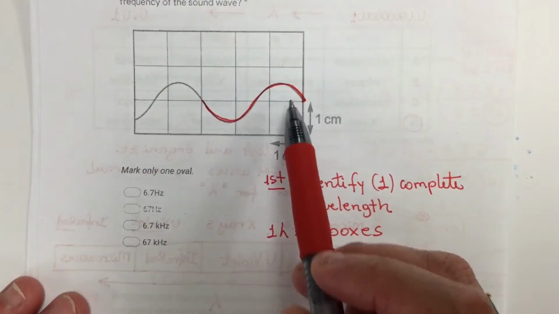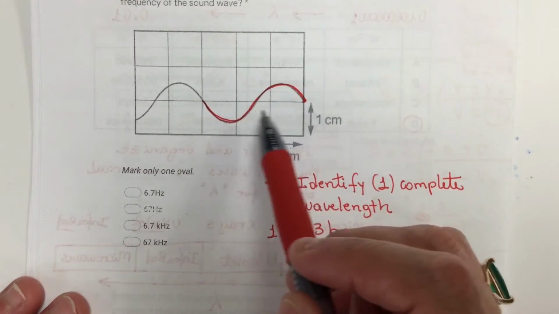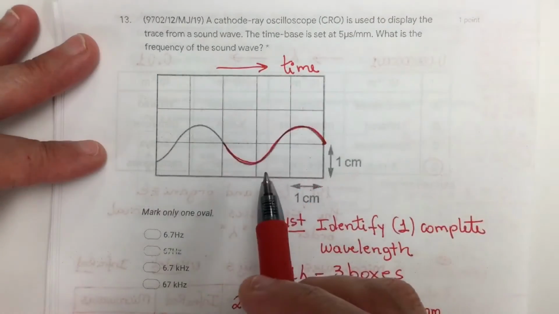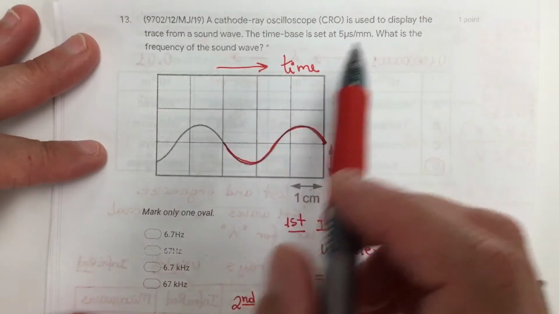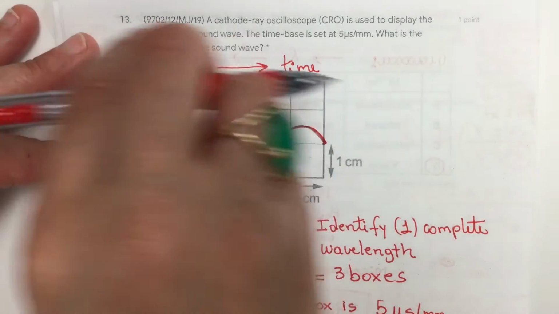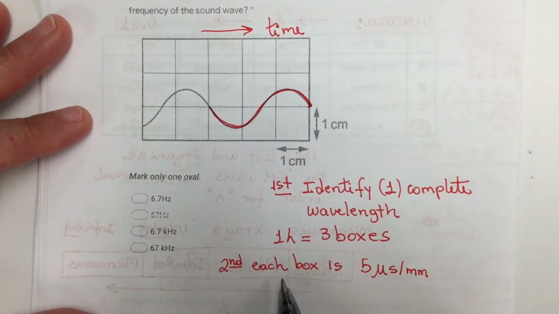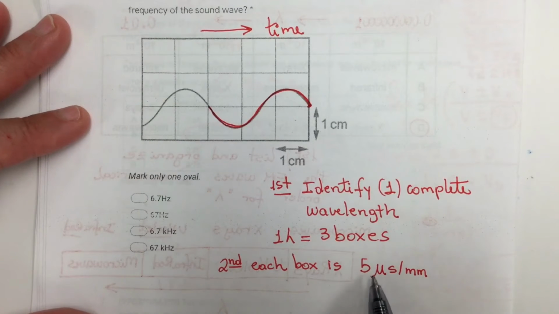Okay, so one complete wavelength, we have 3 boxes. These 1, 2, 3. A CRO display shows a wave in terms of time. So the problem provides that each box is 5 microseconds per millimeter.